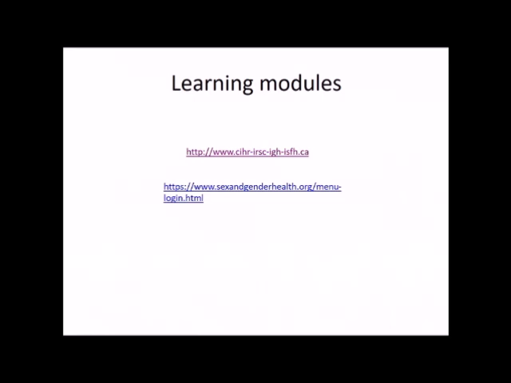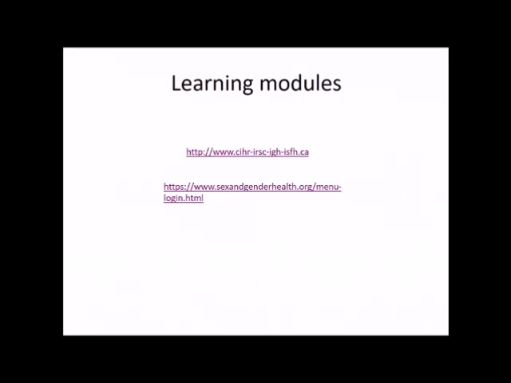Anyway, go on to that website. There are three modules. The first one is basic science of sex differences. The second one relates to animal studies. The third one relates to human studies. The beauty of those modules is that they show you grants that were submitted to the Canadian Health Research Center, specifically those sections of the grant that have to deal with incorporating concepts of sex and gender.